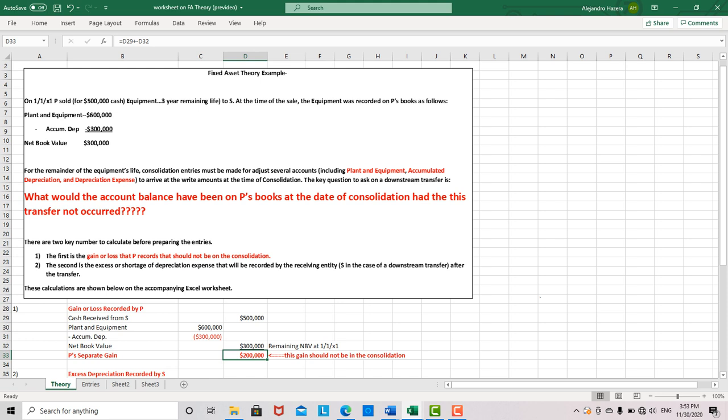And keep in mind that all gains and losses are closed to retained earnings. So in the current year, when the gain or loss is recorded, you're just going to back out the gain or loss.